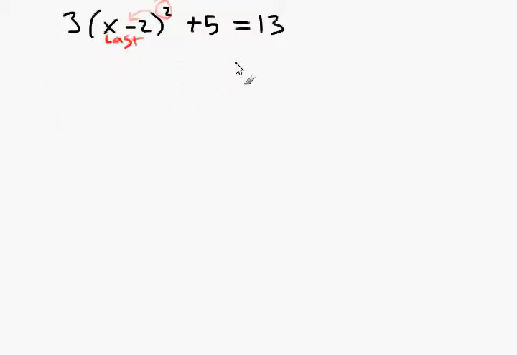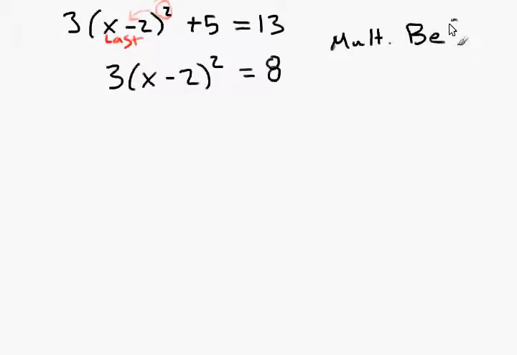So to start, we're going to subtract 5 from both sides. 13 minus 5 is 8. And that cancels out the 5. So we have 3 times the quantity x minus 2 squared is equal to 8. Now remember, parentheses, exponents, multiplication, addition. We need to undo the 3 before we undo the 2.